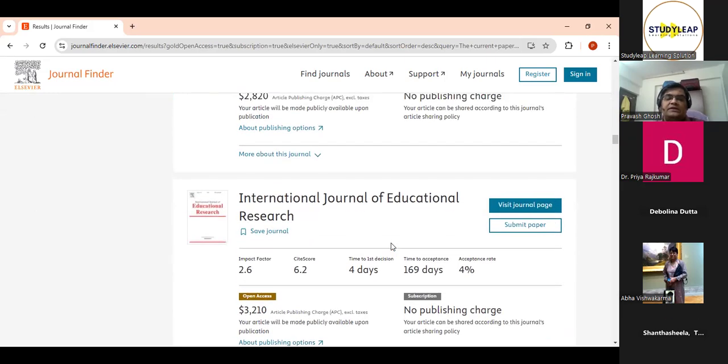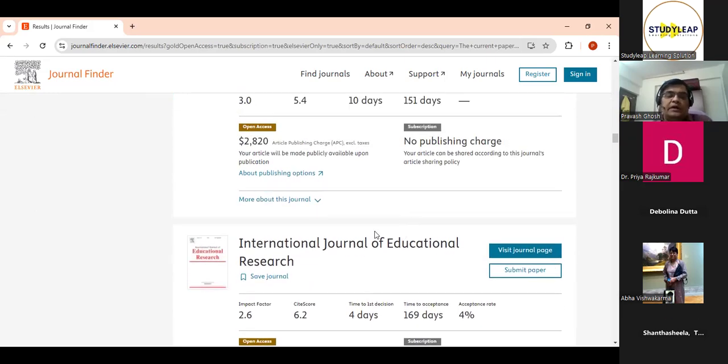See here, this journal, International Journal of Educational Research, acceptance rate only 4%. Very tough journal, you can understand, 4%. That means out of 100 papers, 96 will be rejected. It is a rejection process, not a selection. So 96 out of 100 will be rejected, only 4% acceptance. Very simple metrics. So there are 5 metrics.